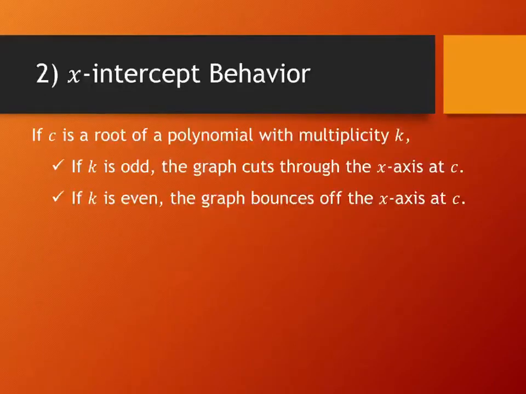We talked about multiplicity last time, so x-intercept behavior and multiplicities. If c is a root of a polynomial with multiplicity k, if k is odd, the graph cuts through the x-axis. And if k is even, it bounces off of the x-axis. Shake your head if you remember us talking about that last time. We didn't look at it from a graphical standpoint, but I mentioned that even and odd did something different with the graph. So we're going to see those happening this time as well.